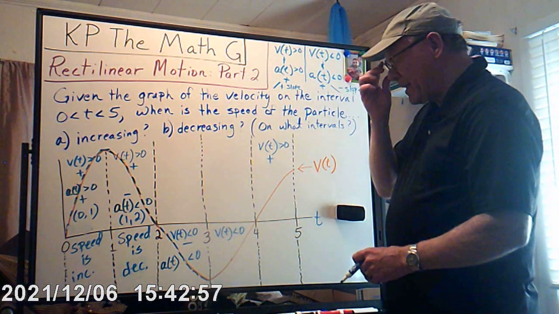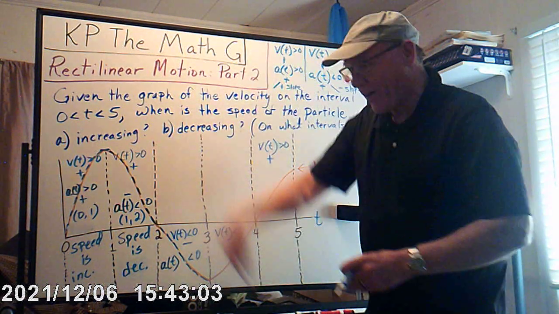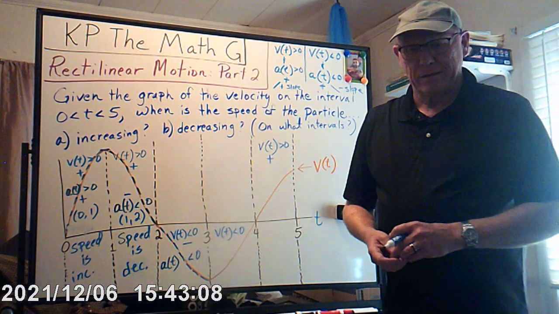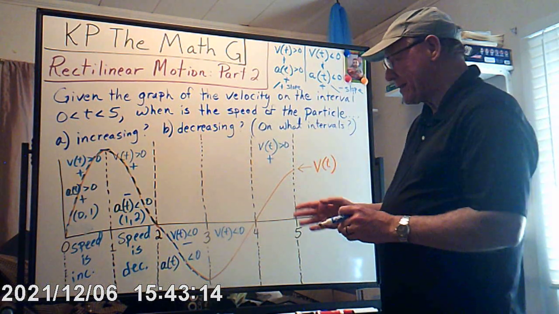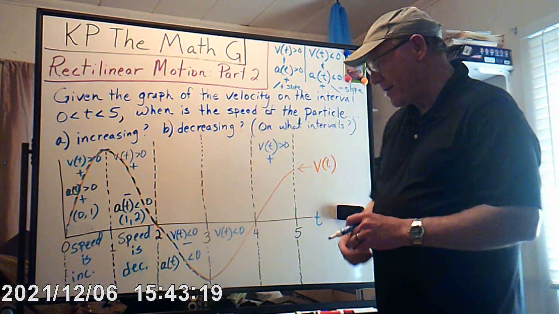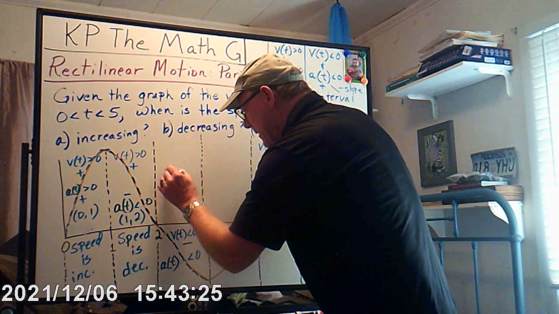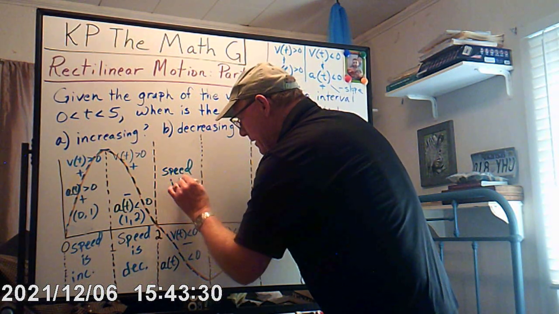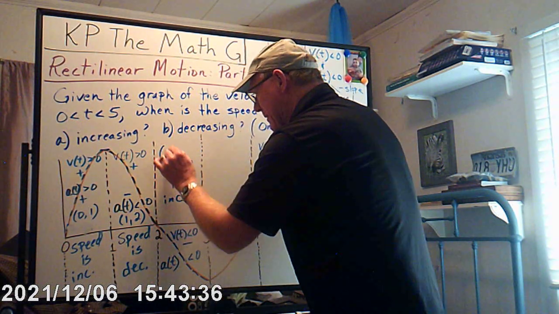And notice that this portion of the V graph is going away from the t-axis. The further away it goes, what do we know about this? That is speeding up. So yes, let's put it up here: speed is increasing on the interval from 2 to 3.